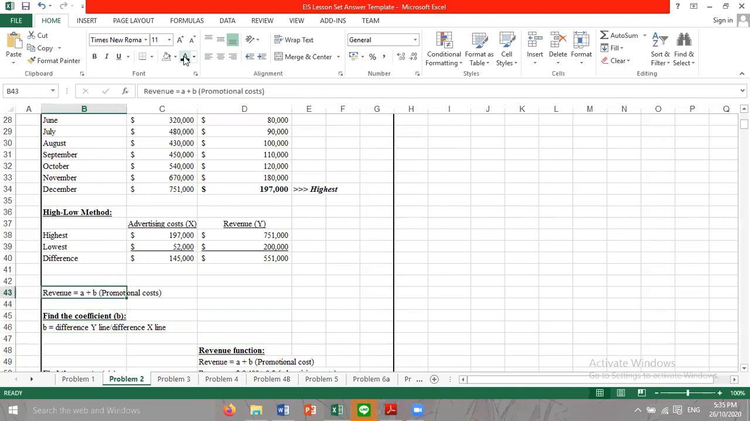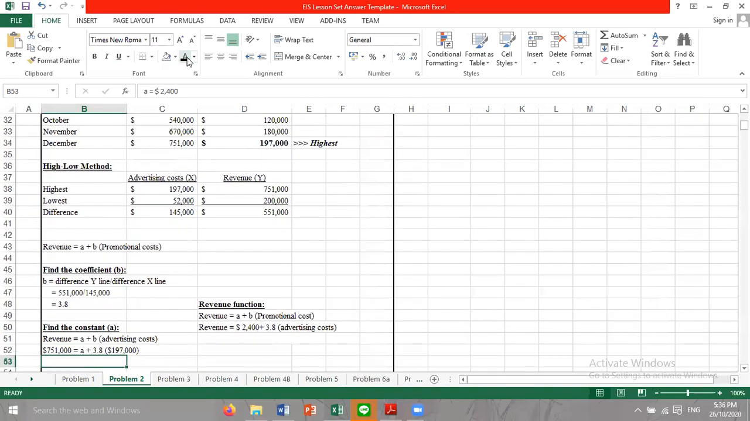To estimate a linear equation using the high-low method, once again, we first need to find the coefficient b. To do so, we can use the following formula. We copy-paste the formula, which is 551,000, the difference in the dependent variable between the highest and lowest data point, divided by the difference in the independent variable between the highest and lowest data point, which is 145,000. If it's calculated, we'll get a slope of 3.8.